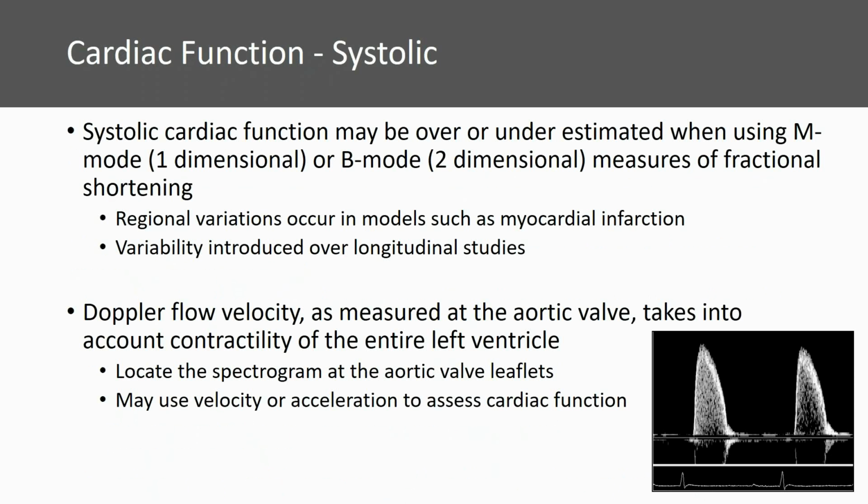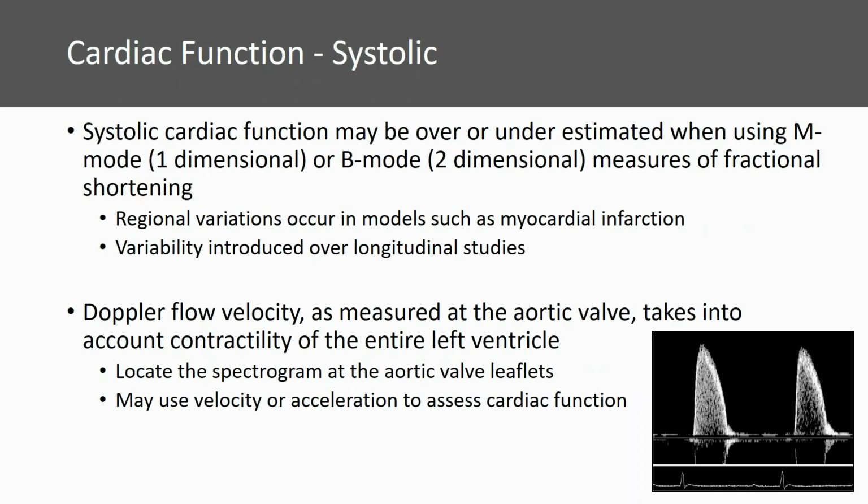As we look at the assessment of cardiac function with an echo system, this is typically measured using either M-mode or B-mode to provide measurements of ejection fraction or fractional shortening. The trouble here becomes the location of the measurement. If you're studying a disease model which has regional variations in function, such as myocardial infarction, then these measurements may over or underestimate the cardiac function and can lead to variability over the course of your longitudinal study.